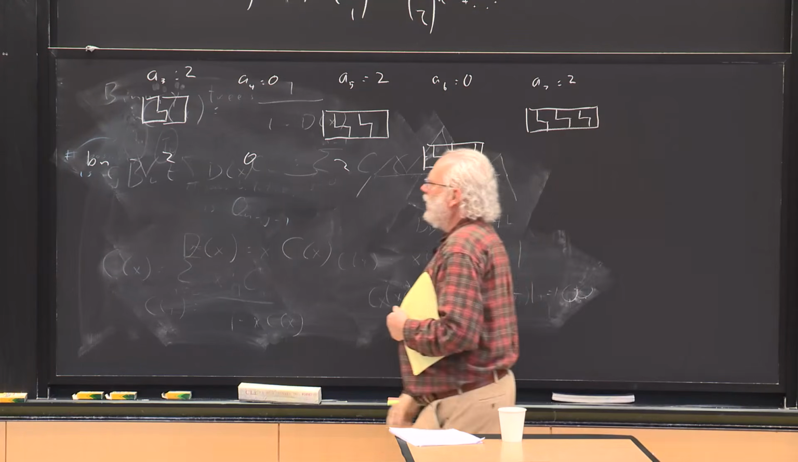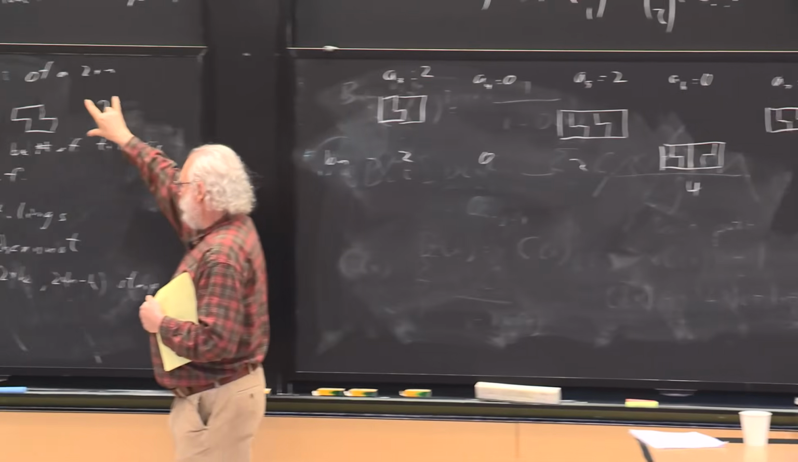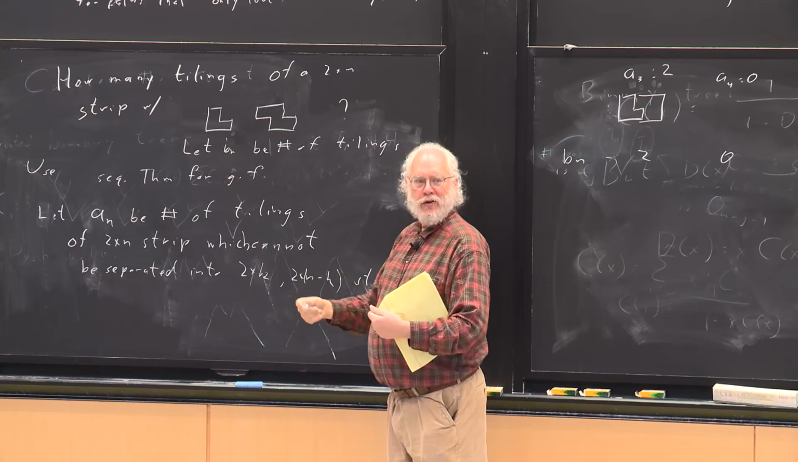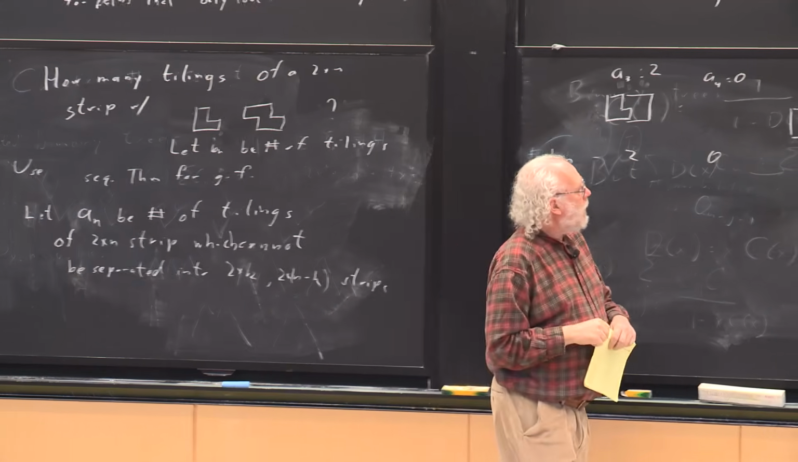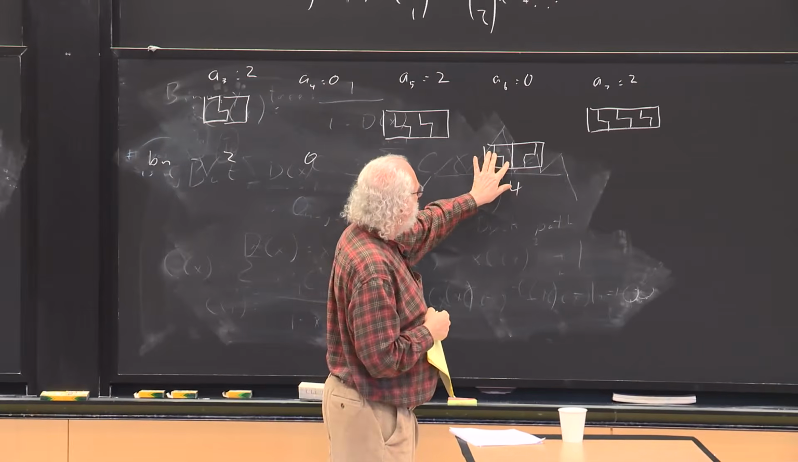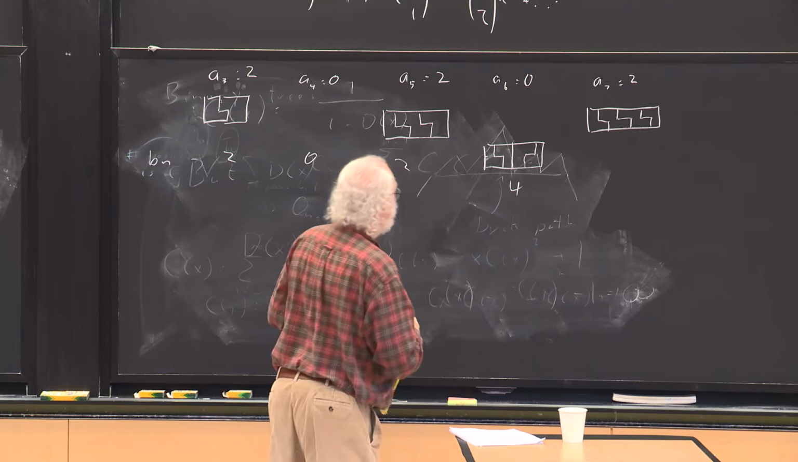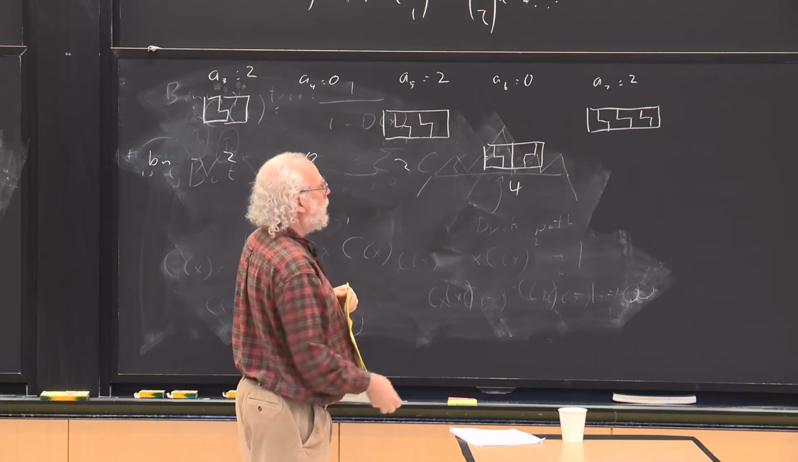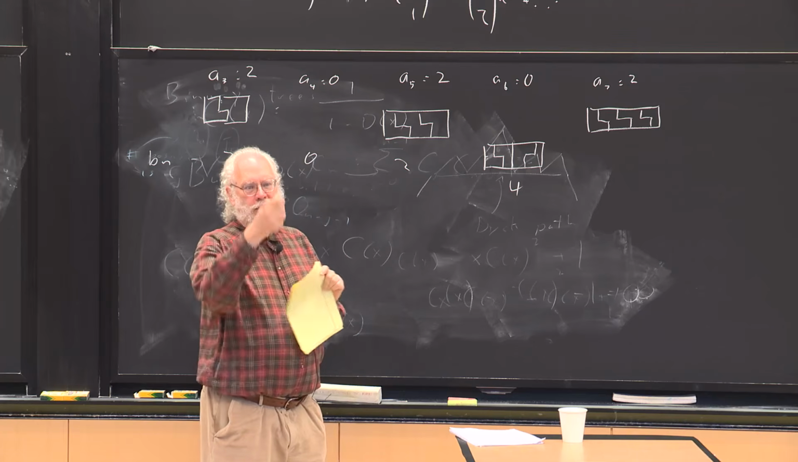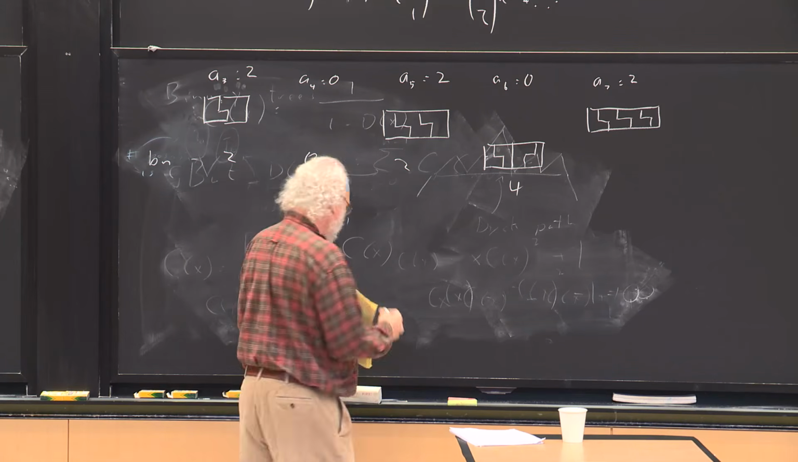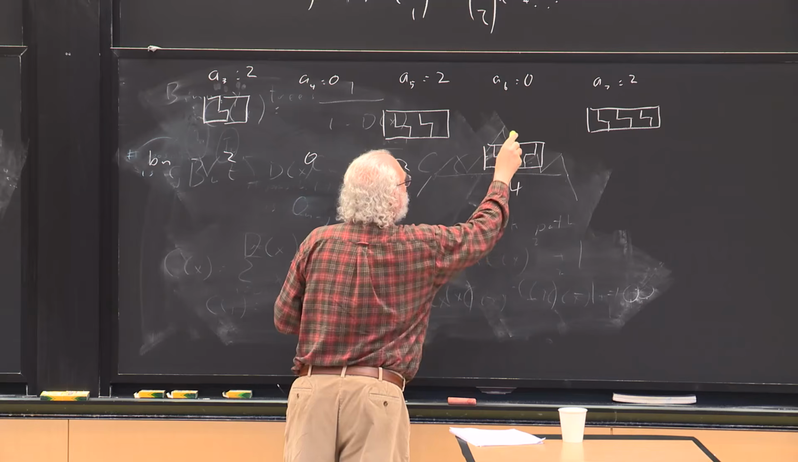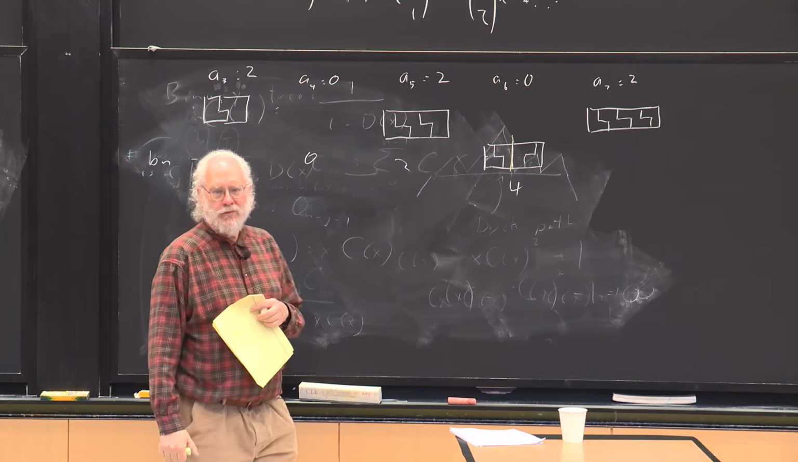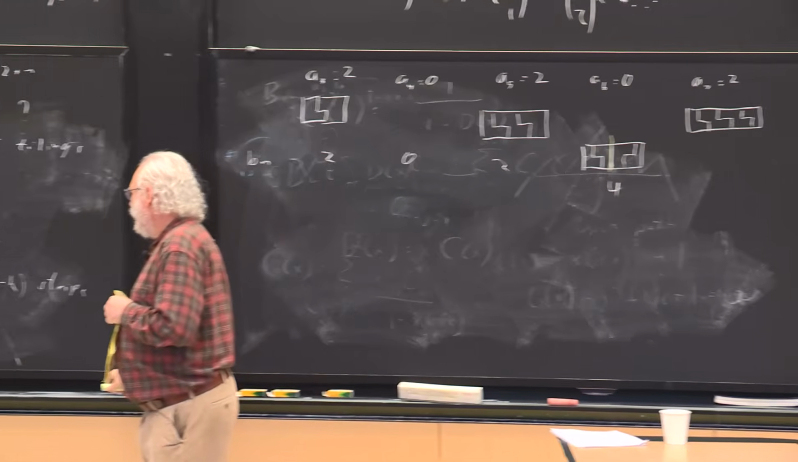B sub n is the number of tilings where you don't require that they're fundamental tilings. So the B's can be made up of 2 tilings which are just stuck next to each other. Whereas the A's, we want to require that you cannot find a vertical line that splits this tiling into 2. So the vertical line is defined by separating into k and n minus k. That's right.